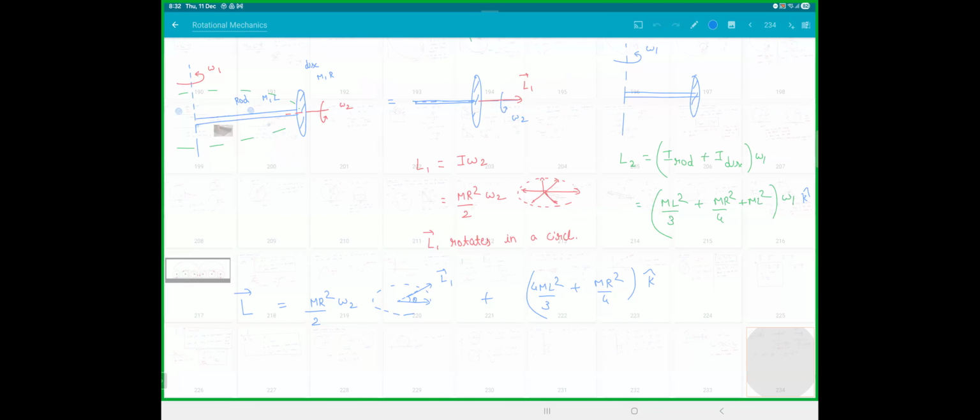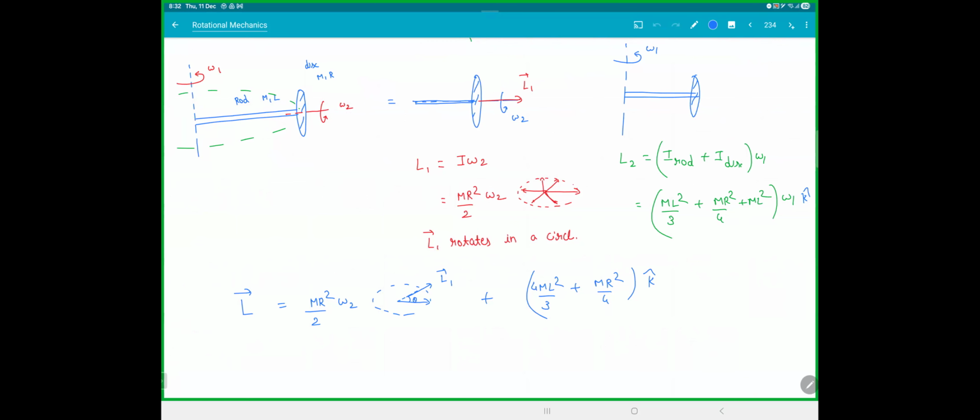Come on, everyone. The last thing that we were doing was the calculation of angular momentum.